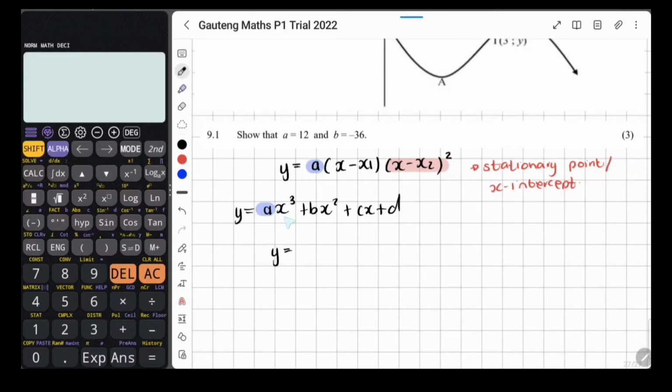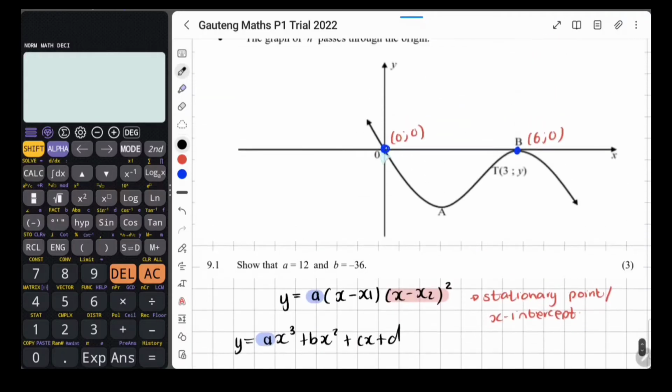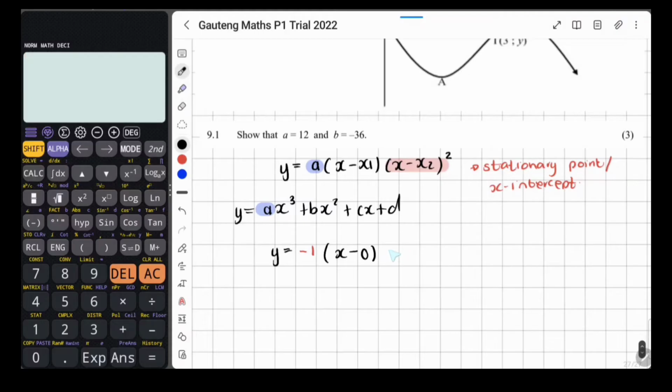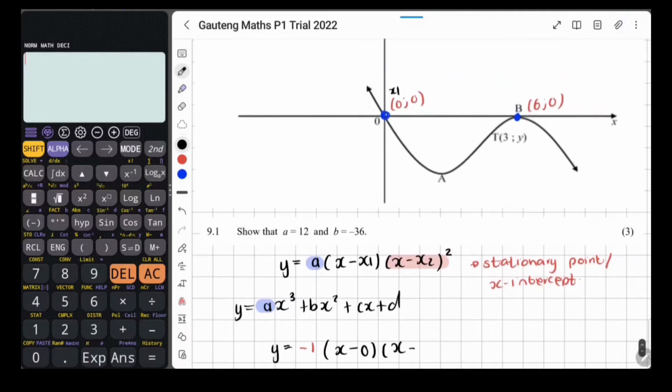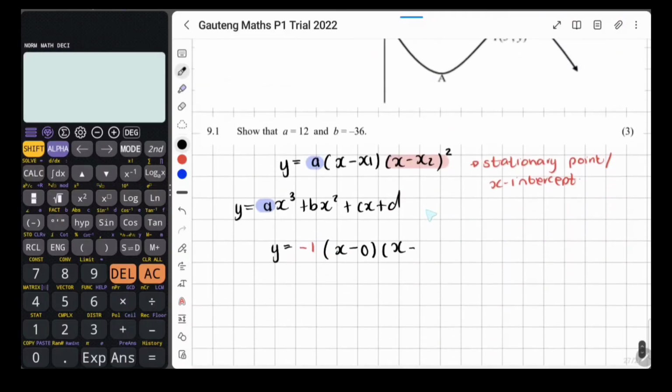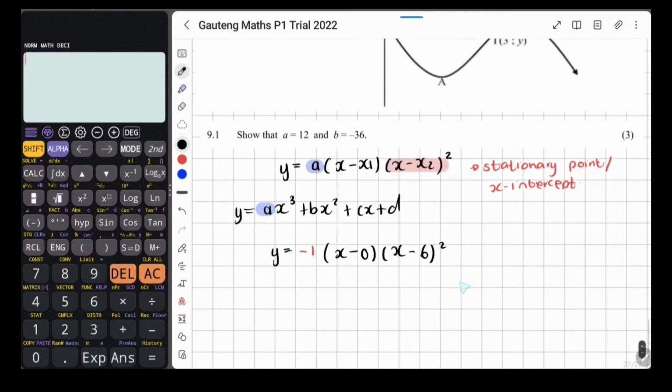So I'm saying y is equal to -1, and then we have x minus our first x-intercept. So this is the normal intercept that is not also a turning point. And that intercept would be here. The x value of that is 0. So I'm going to say x minus 0, and then open another bracket, x minus x2. That would be the turning point that is also an x-intercept. And the x value of that is 6. So minus 6, close bracket, all squared.